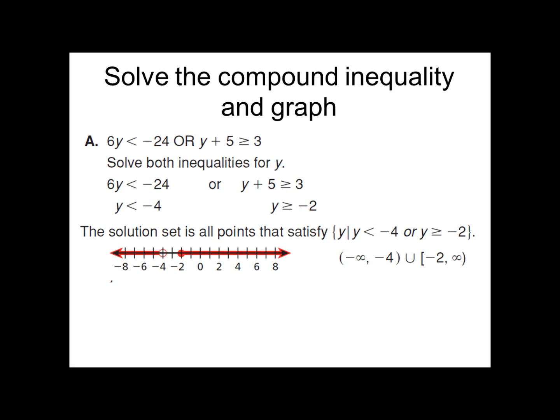So you can see that y is less than -4 creates a region starting at -4 and pointing to the left. Y is greater than or equal to -2 creates a region that starts at -2 and points to the right. So it's a disjunction because the two regions do not overlap in any way, shape, or form. The solution set is all the points that satisfy either situation. So we use a fancy symbol which just means that we use the union of the two. It's just a fancy word for or.